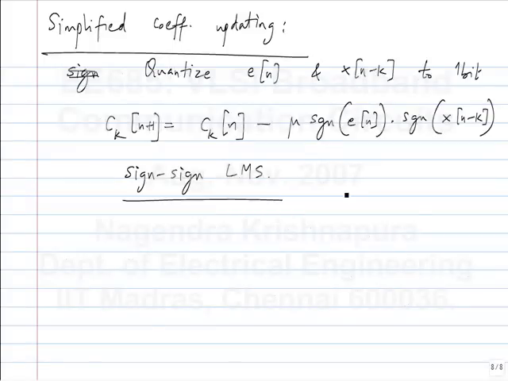sign LMS, that is, you take the sign of the error and the sign of the gradient. So this again I remind you is the gradient of E with respect to Ck. So you take the sign of the error and the sign of the gradient. What is the potential problem with this? It may diverge, why? Let's say I make mu smaller. I mean, if I find that it diverges, I make mu smaller.